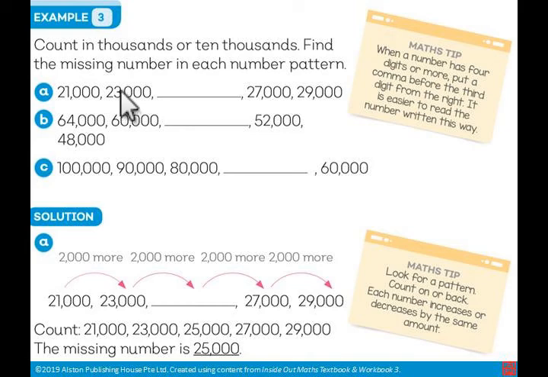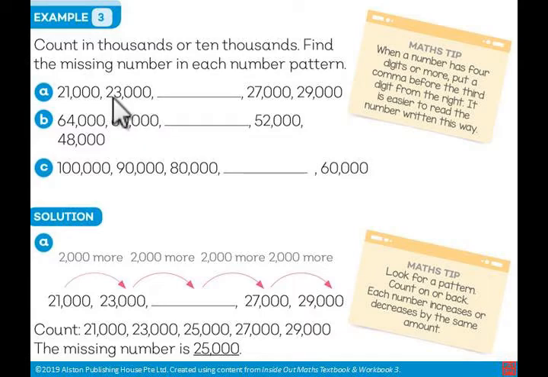Okay, example number 3. Count in 1,000 or 10,000. Find the missing number in each pattern. So we have tips here. Math tips. When a number has 4 digits or more, put a comma before the third digit from the right. It is easier to read the number written this way. Letter A. We have 21,000, then comma, then 23,000, comma. If you notice, the three-digit number, 1, 2, 3, we put comma.